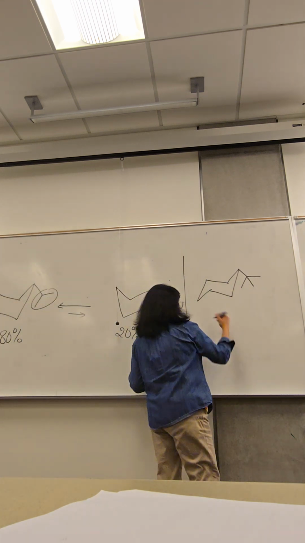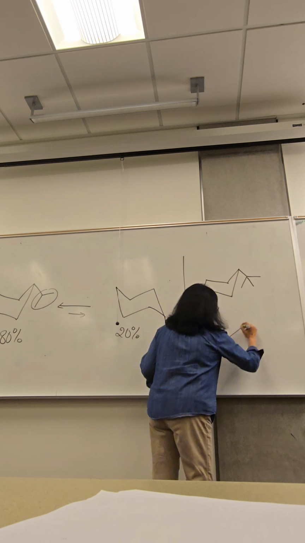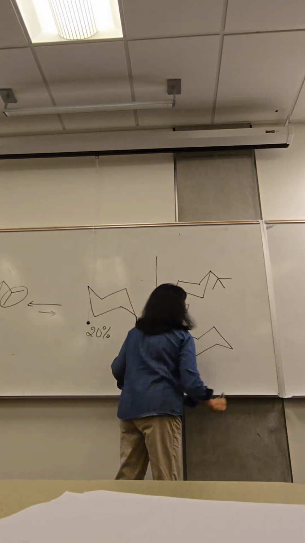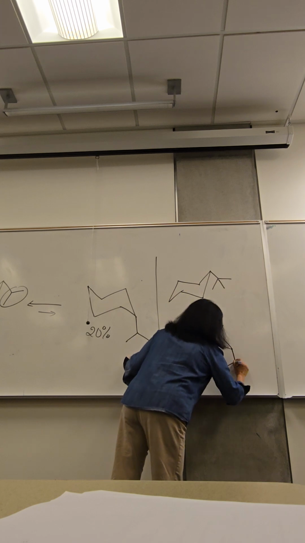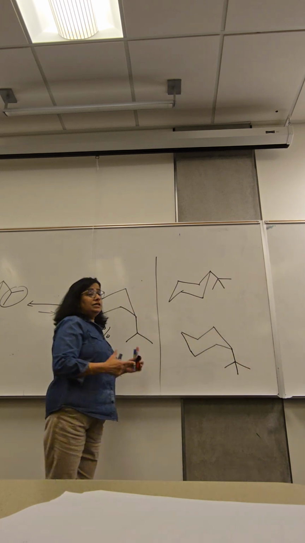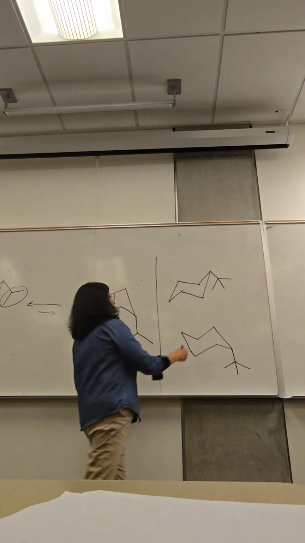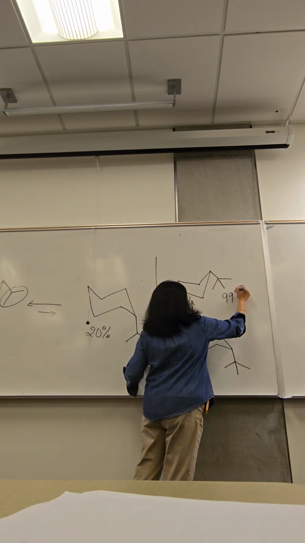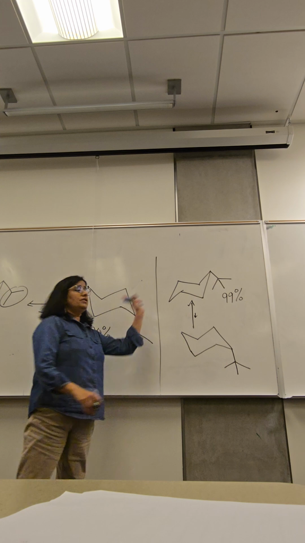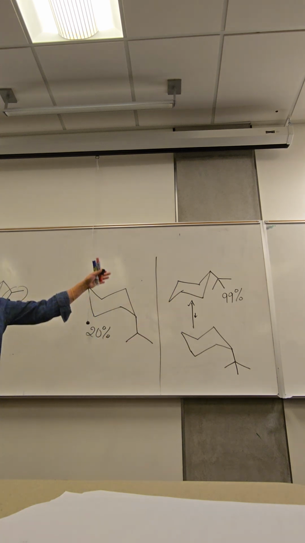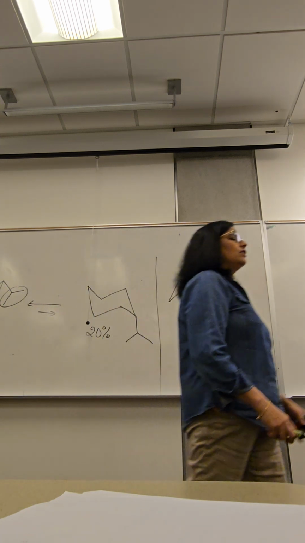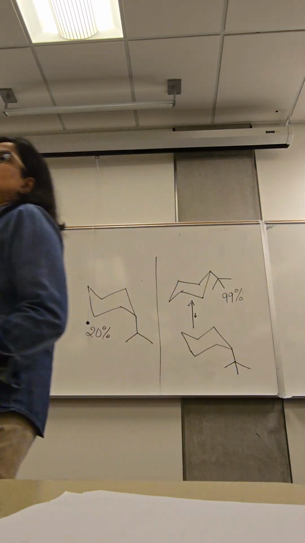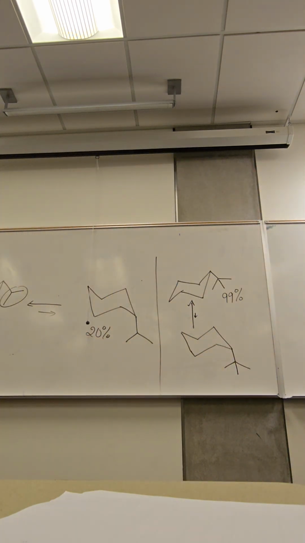Of course, when it ring flips, the t-butyl goes where? In this example, the way I've drawn it, down, to the axial. Now the t-butyl group is so bulky that maybe even greater than 99% favors equatorial and very trace amounts of axial, because it's so big, it can't be in the axial position. Are you guys following this?